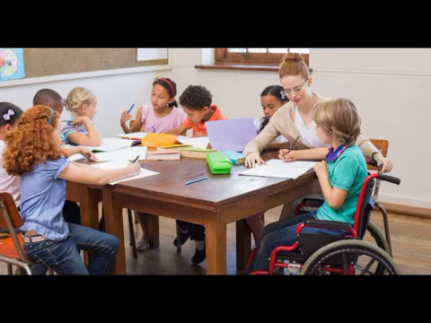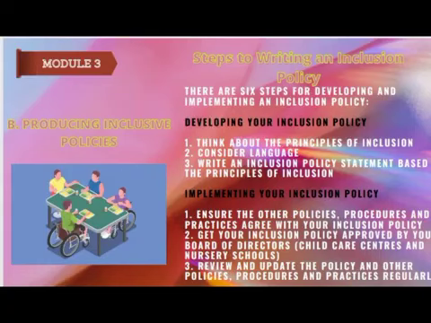Inclusive policies are transparent, evidence-driven, accessible, and responsive to as wide a range of citizens as possible. There are six tips for developing and implementing an inclusion policy. The first in developing an inclusion policy is to think about the principles of inclusion. The second is to consider language, and the third is to write an inclusion policy statement based on the principles of inclusion.